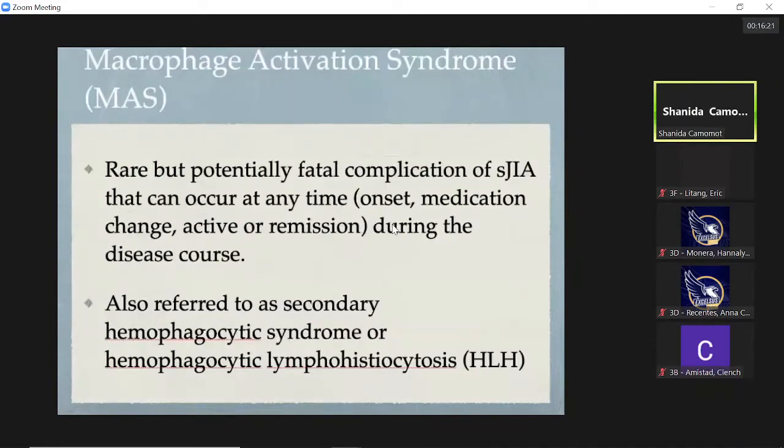So I included this important condition because this is quite rare, but we see this in patients with systemic onset JIA. So this is called macrophage activation syndrome. This is a rare but potentially fatal complication of systemic onset JIA. It can occur anytime during the disease, be it at onset, medication change, active disease, or even remission. Now, it's also referred to as secondary hemophagocytic syndrome, or HLH.